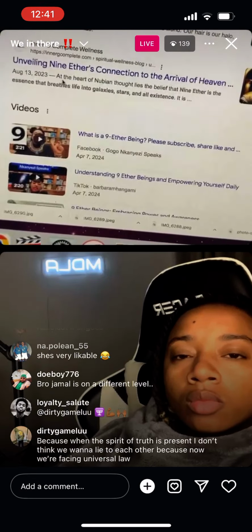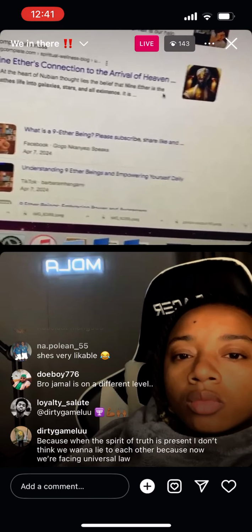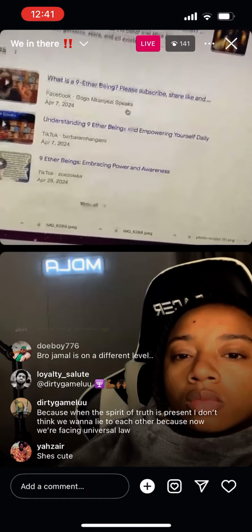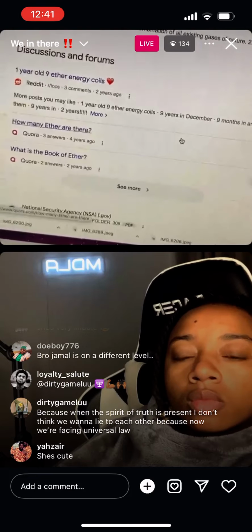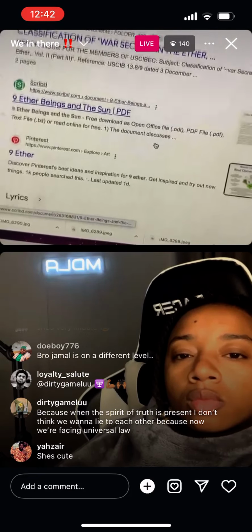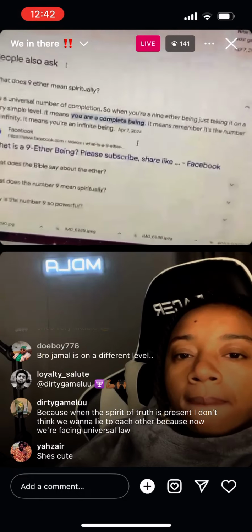Non-ether. The heart of Nubian thought lies the belief that non-ether is the essence that breathes life into galaxies, stars, and all existence. Ether, non-ether. Okay. So far, I'm seeing a lot of non-ether stuff, right? What am I not seeing? What do you think I'm not seeing?